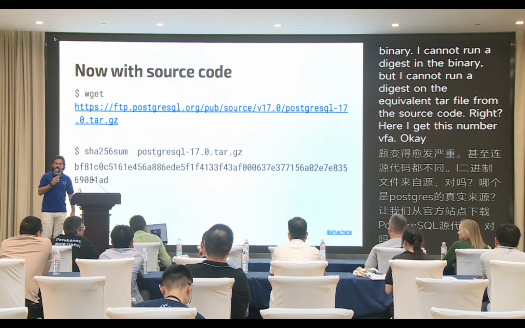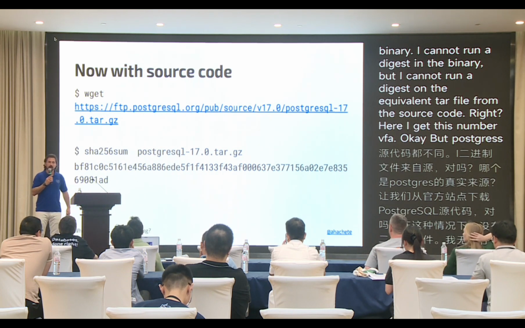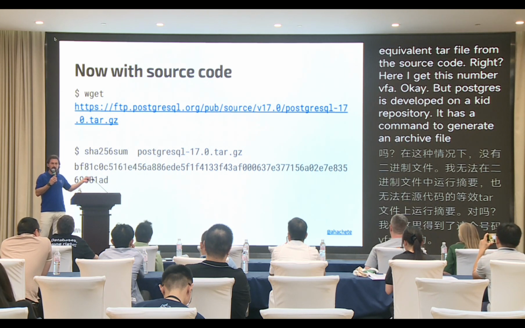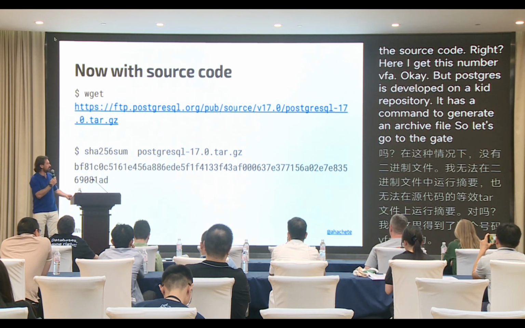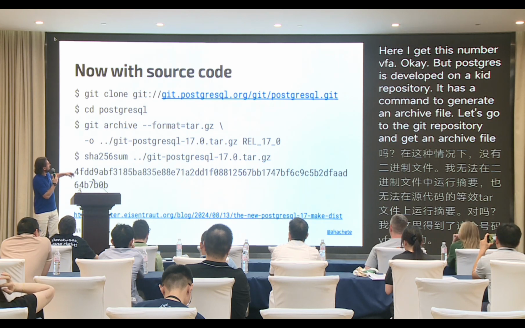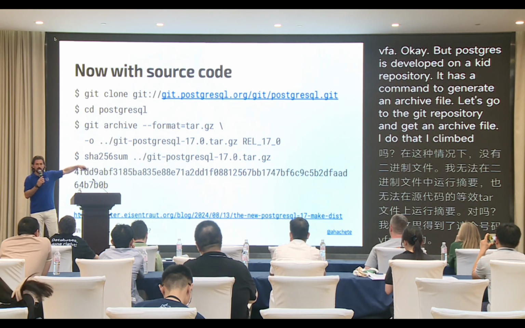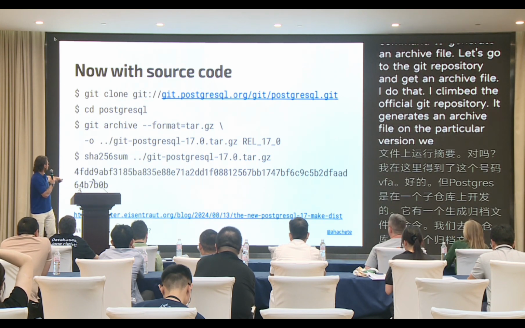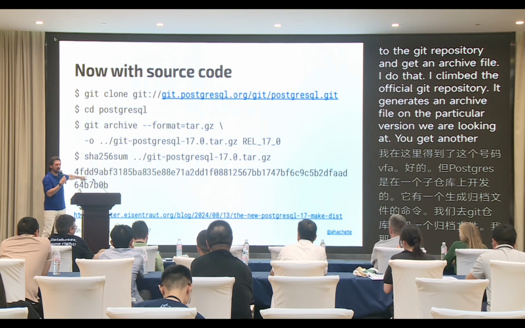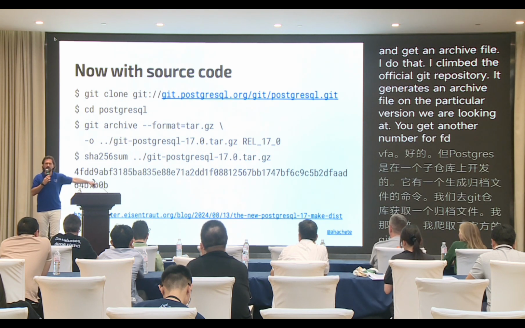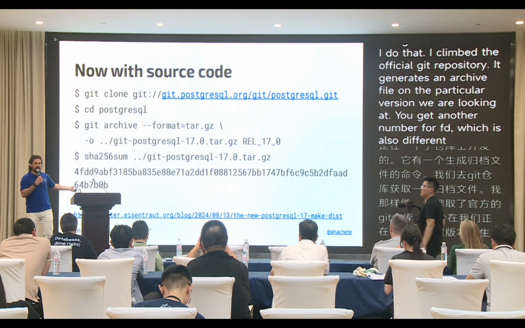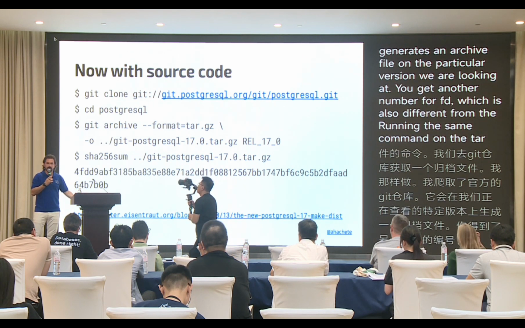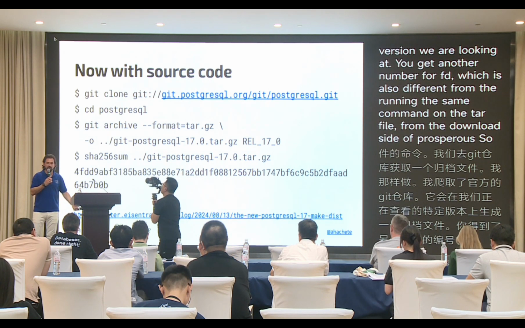But Postgres is developed on a Git repository. And Git has a command to generate an archive file. So let's go to the Git repository and get an archive file. I clone the official Git repository, and I generate an archive file on the particular version we're looking at. And I get another number, 4FD, which is also different from running the same command on the tar file from the download site of Postgres. So not even the source seems to be the same.